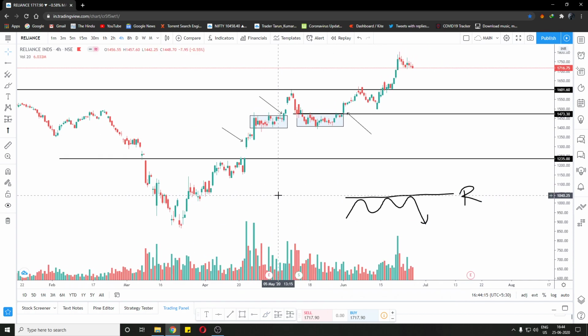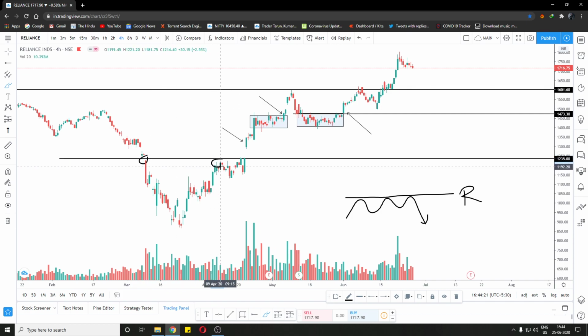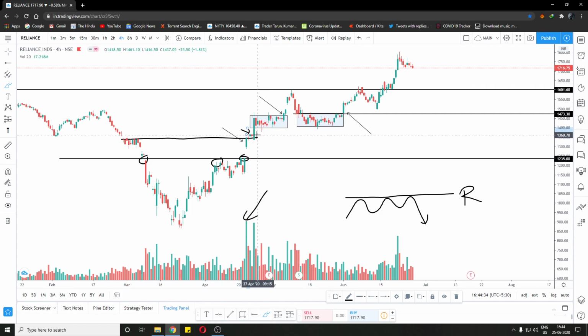So on the Reliance 4 hour chart, our first resistance formed at 1235. As you can see, we had multiple touches and then finally we got a breakout with very huge volume, and this was another resistance zone, and then we went up over again. So this is where we buy, but we do not use all the quantity.